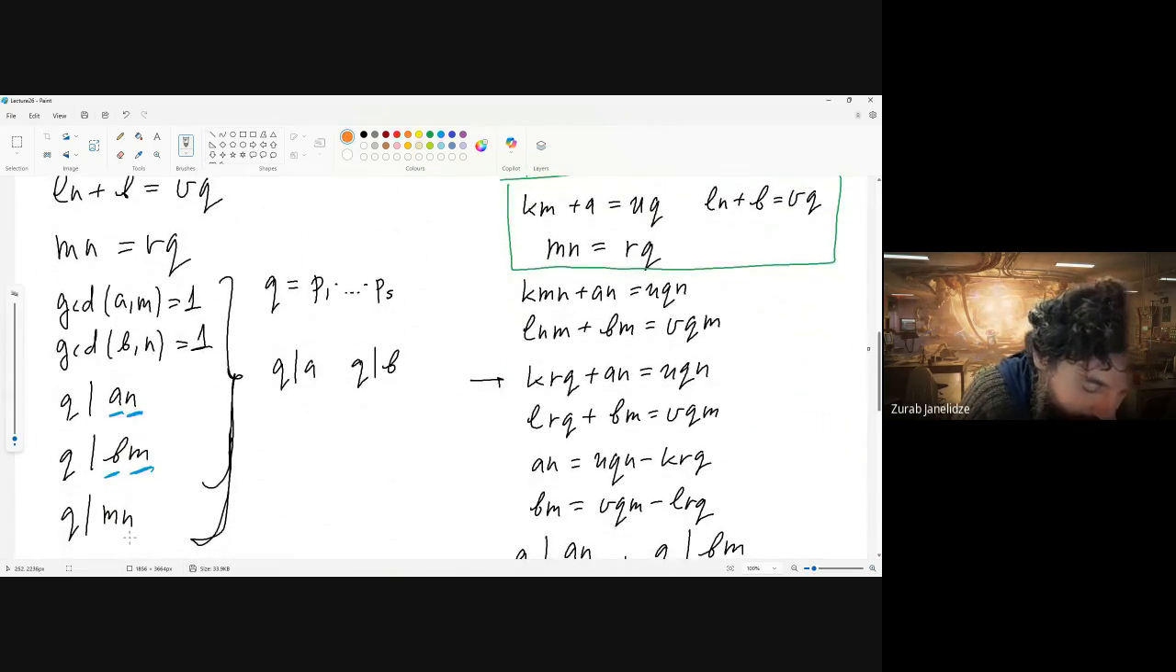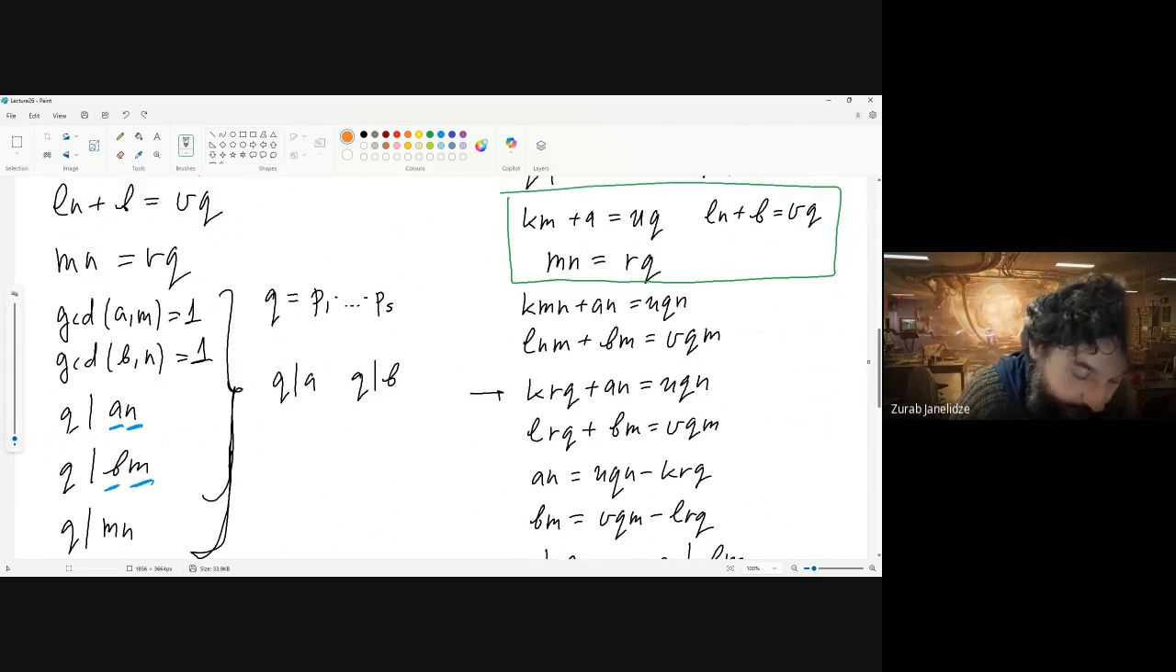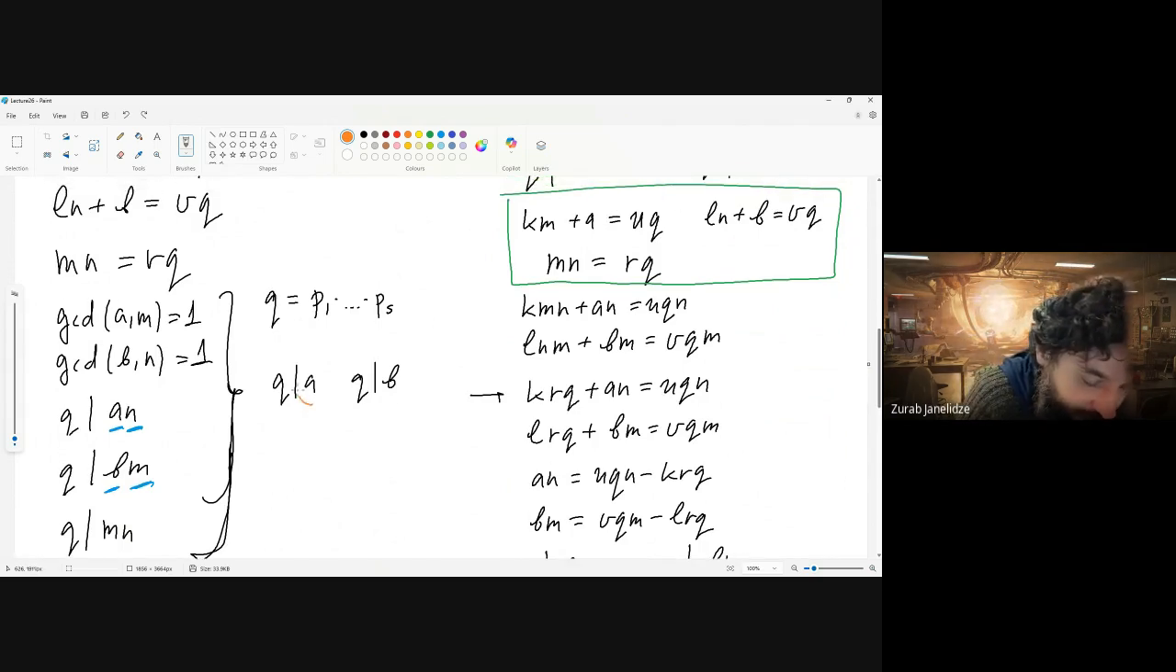Q divides Mn, right? It means that the prime factors of Q must be either in M or in N. But those prime factors cannot be shared with A, since the GCD of A and M is 1.